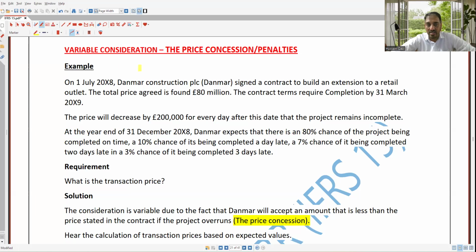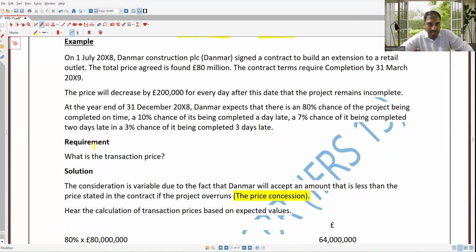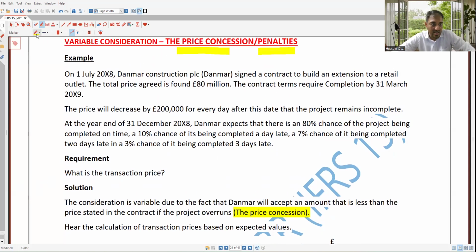Now we can cover the variable consideration point with another example. That's the price concession or penalties. Or the other way around, if the contract includes some price concession or penalties, that's also called variable consideration. So let's cover it.